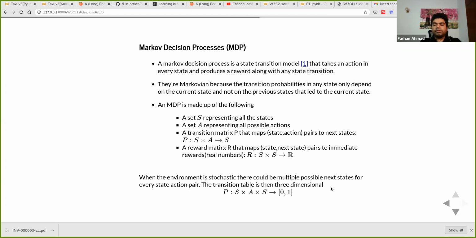And so this is sort of the more generalized form where you have to consider that the environment is going to be stochastic. So actions are not perfect anymore.